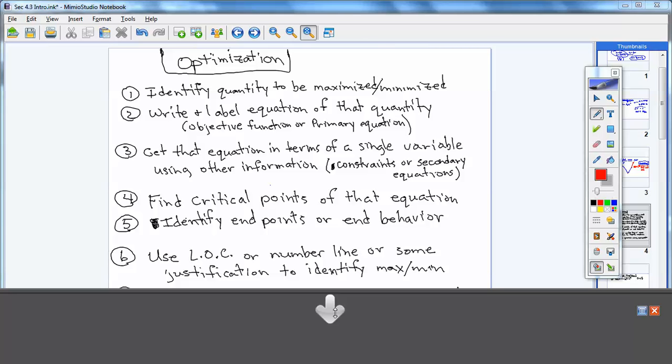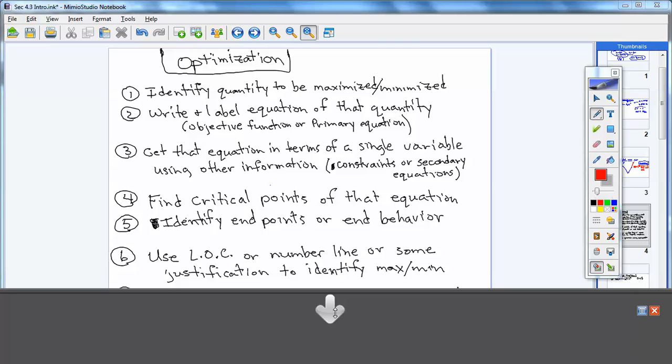Why can't you do a list of candidates with only one candidate? It's not a list. Well, yeah, it's a list with one thing in it. You can't compare it. That's the whole point of a list of candidates. You plug them into the original, you see which one's the biggest, you see which one's the littlest. If you don't have anything to compare it to, you can't tell if it's the biggest or the littlest.